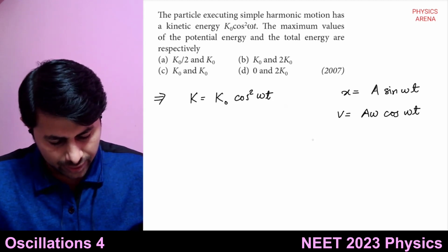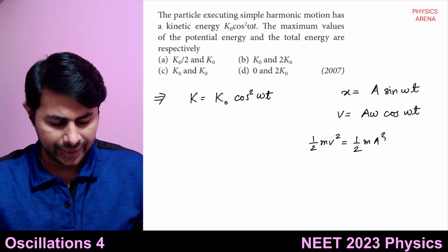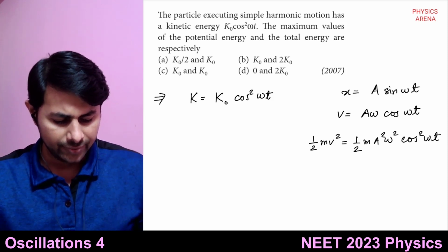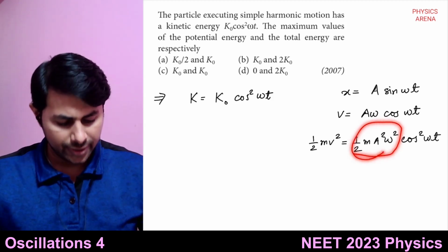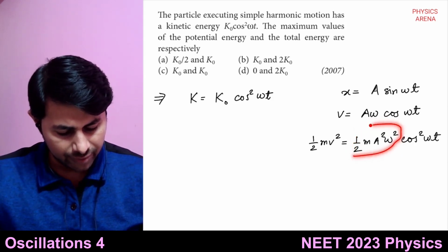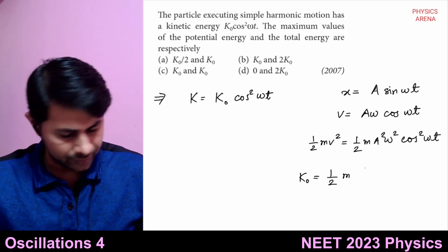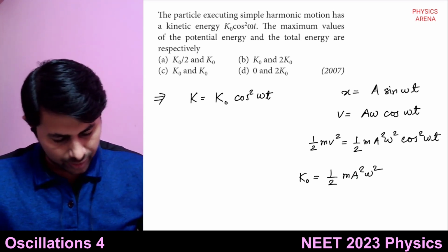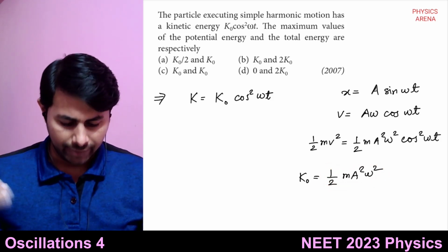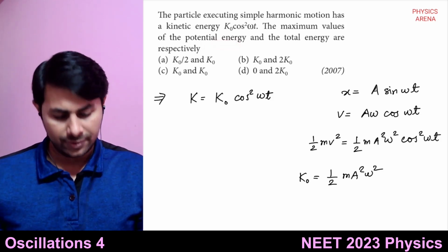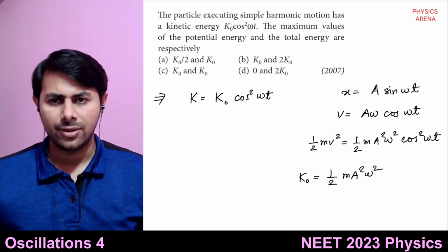Okay, so let's take half of m v square. It will be equal to half of m multiplied by a square omega square cos square omega t, right? So this half of m omega square a square is the total energy. So K naught is equal to half of m a square omega square, and this is equal to total energy, right? And the maximum value of potential energy is just equal to total energy. So total energy is also K naught, and the maximum value of potential energy is also K naught.